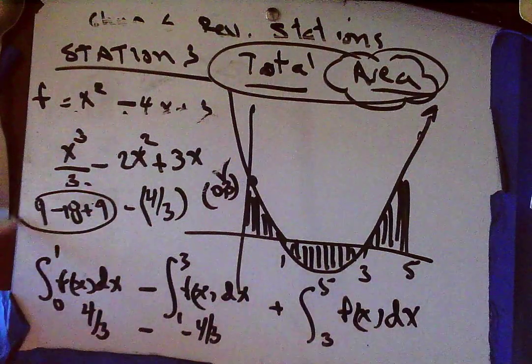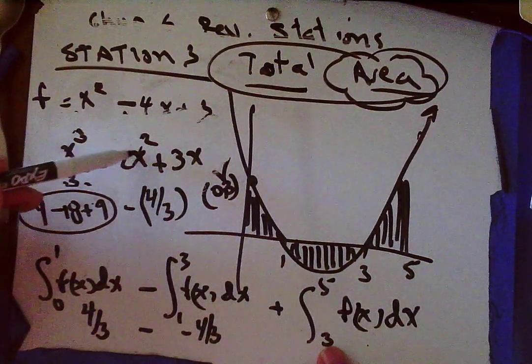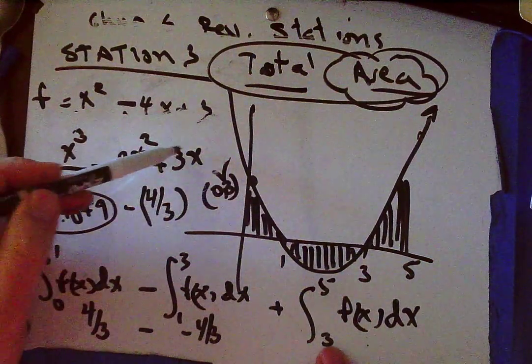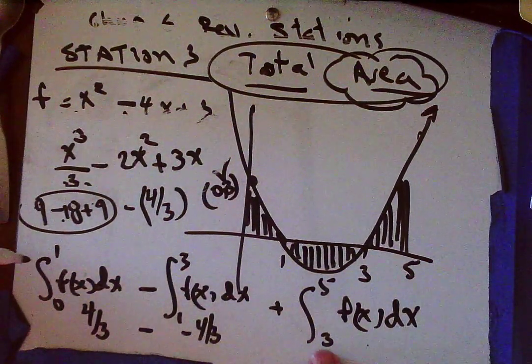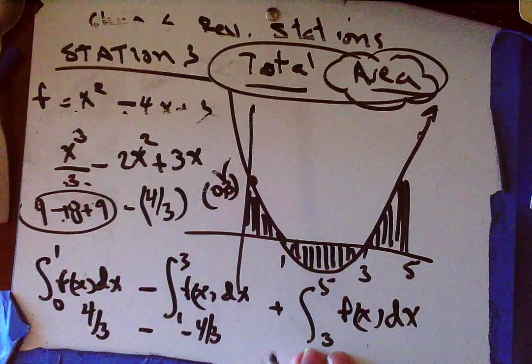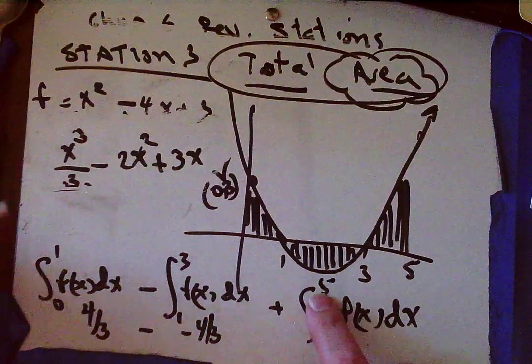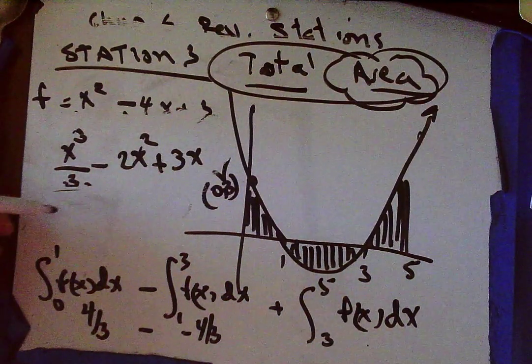That's plugging the 3 in there. Right, so that's 27 over 3. 3 squared is 9 times 2 is 18, and 3 times 3 is 9. So we know when we evaluate this third integral, plugging in a 3 is going to yield us a 0. And so all I'm now concerned about is plugging in that 5.